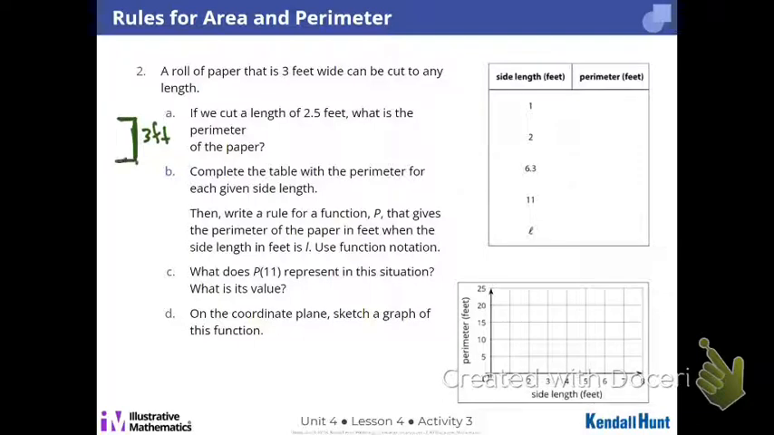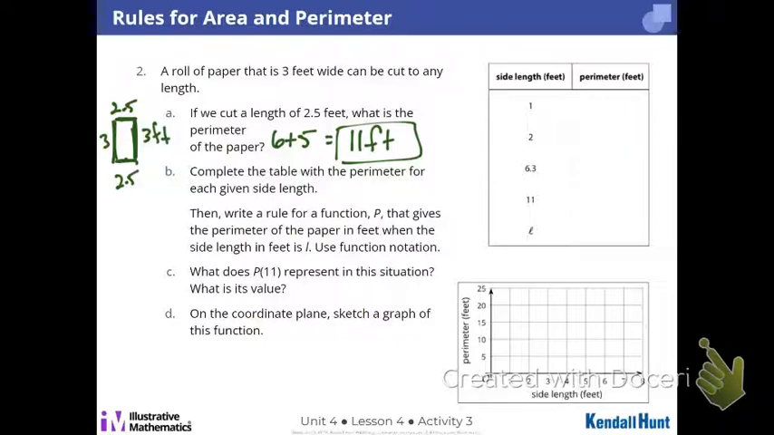Okay? So when it says A, if we cut a length of 2 feet, it's always 3 feet here. And that means I'm going to cut 2.5 feet here. And that other side's always going to be 3 feet. Okay? So this would be like after we cut it off the roll, these would be the dimensions. So if we cut a length of 2.5 feet, what is the perimeter? Well, I have 2 sides that are 3 feet for 6 feet, 2 sides that are 2.5 feet for 5 more, and I've got an 11-foot perimeter cutting off that roll. And like I said, I think the picture in your notes is better, a great visual. So what you're going to do is you're going to complete the table of perimeters from that 3-foot wide roll of paper.